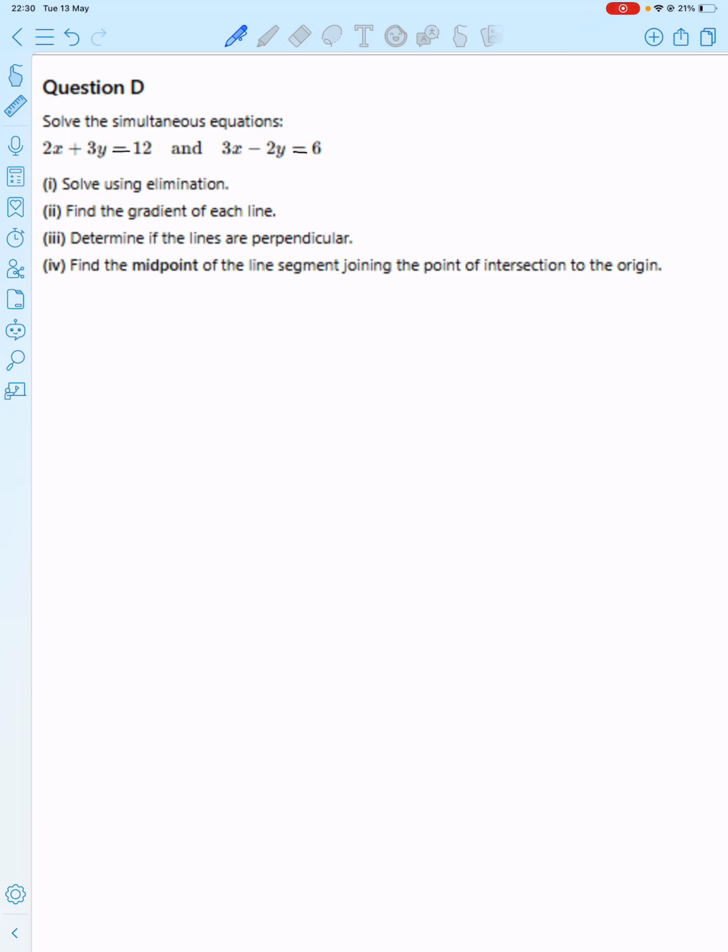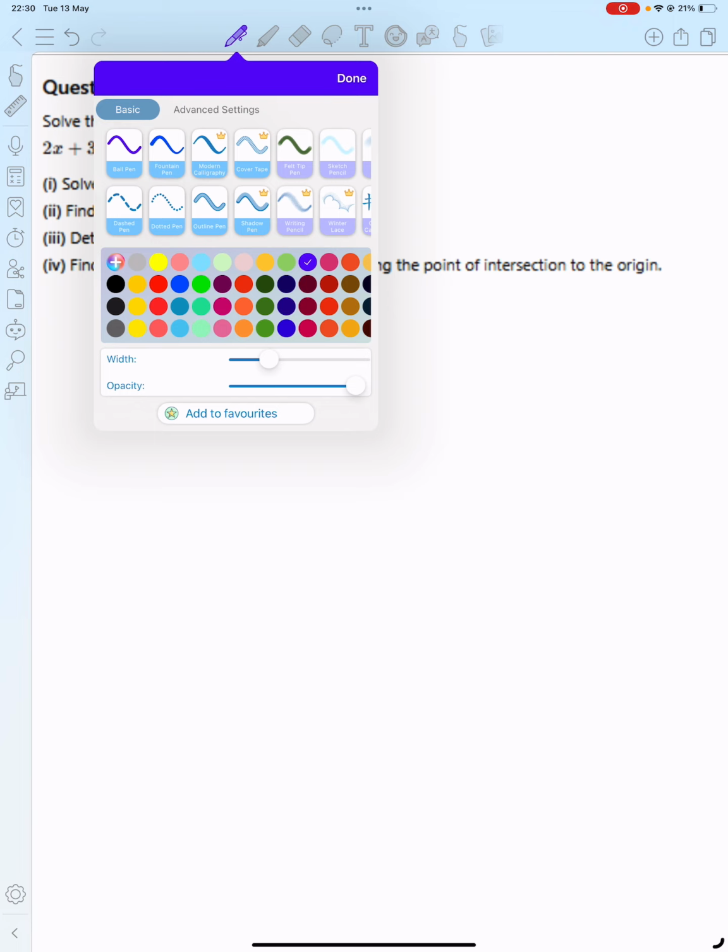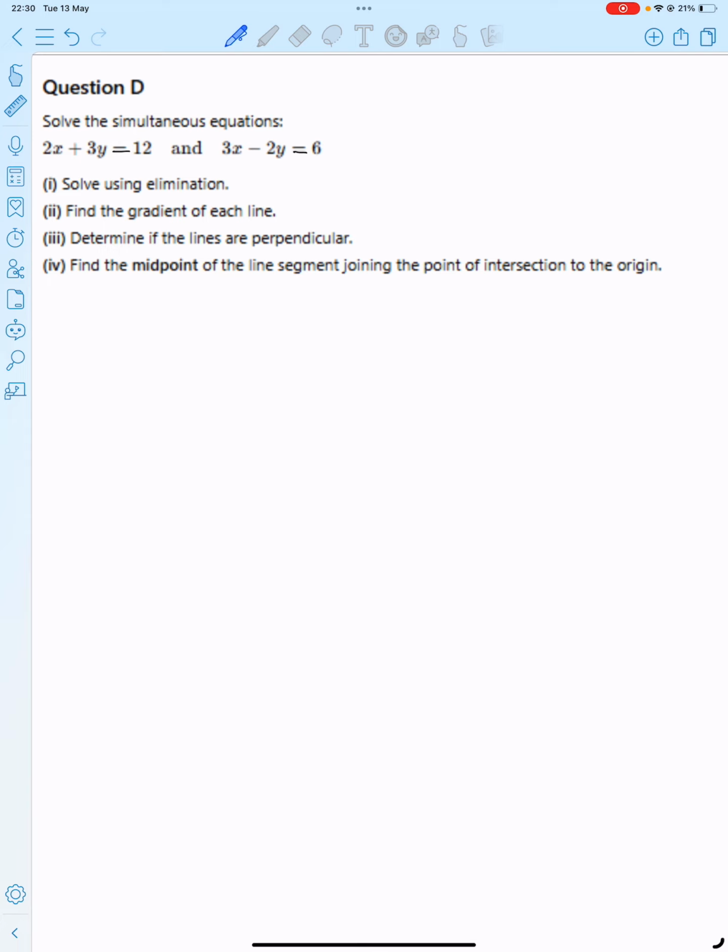Next, straight up, solve the simultaneous equations 2x plus 3y equals 12 and 3x minus 2y equals 6. And it says, solve using elimination. That's what it's asked us for, so I guess we'll do that. Now, in an exam, they usually don't tell you what method to use. You are at liberty to use what you wish, but let's go for the elimination method. So we have 2x plus 3y equals 12, and we've got the equation 3x minus 2y equals 6.